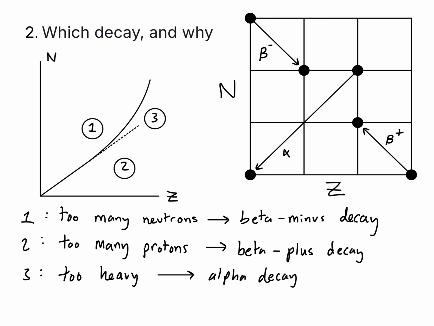It's worth drawing a little 3x3 patch of the graph and plotting each decay as a move. Alpha throws out a helium nucleus, 2 protons and 2 neutrons, so it moves you down 2 and left 2. Beta minus turns a neutron into a proton, so down 1, right 1. Beta plus does the reverse, up 1, left 1. And gamma doesn't appear on this graph at all, because it changes neither the neutron number nor the proton number. It just sheds excess energy and calms a shaky nucleus down.